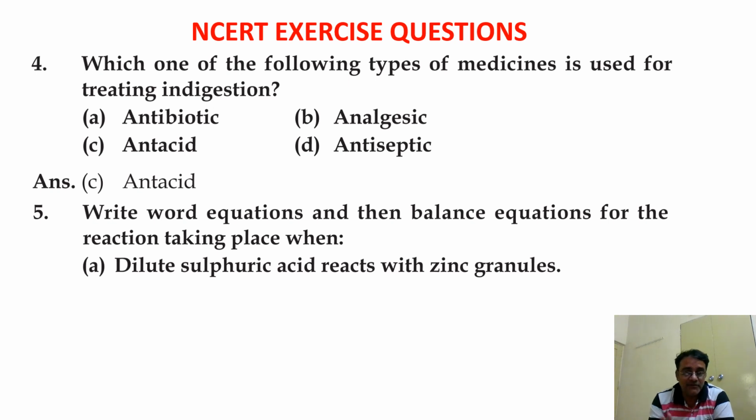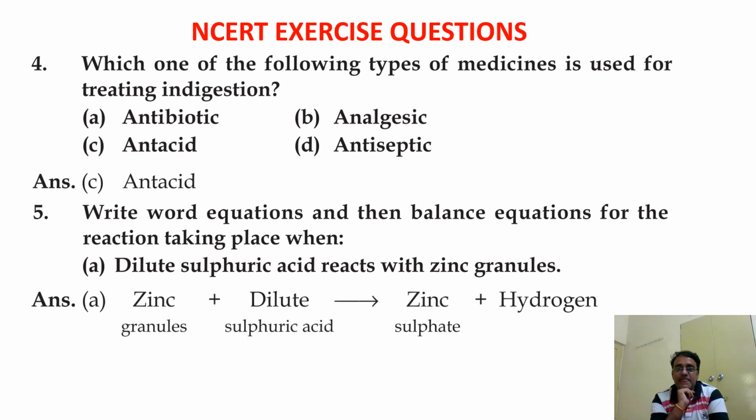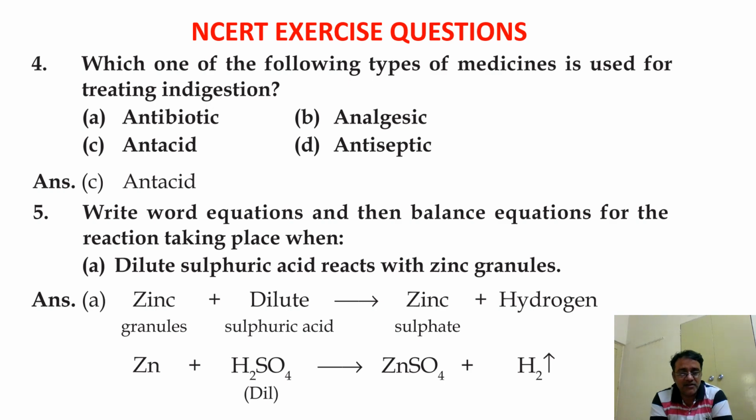Next, write word equation and then balanced equation for the reaction taking place when... So we have to write first the word equation, then we have to write the equation, and we have to balance also. So first one, zinc granules when they react with dilute sulfuric acid will give zinc sulfate plus hydrogen. So we have written this in the form of a word equation. Now we write the same in the form of an equation. This is balanced also. So this is the first equation, first answer.